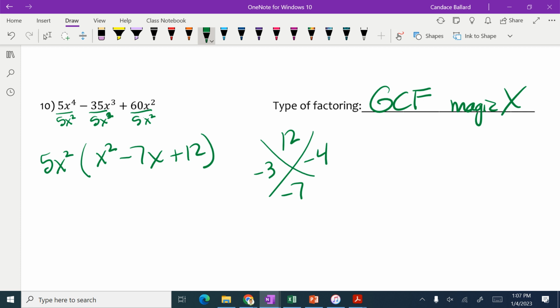What do I need to make sure I write down? Where's the mistake going to happen? Good. Drop your 5x squared. We get x minus 3 times x minus 4.